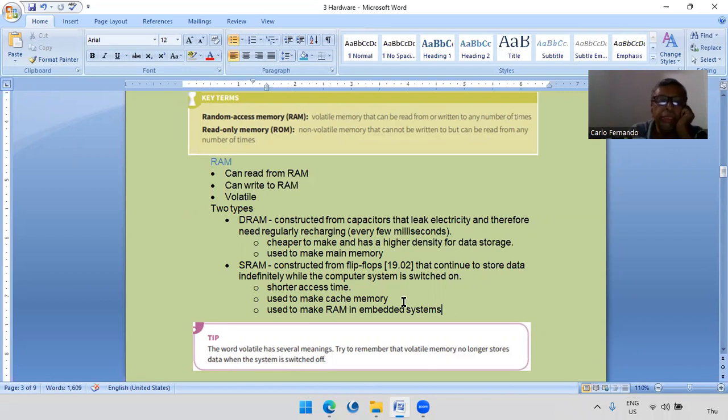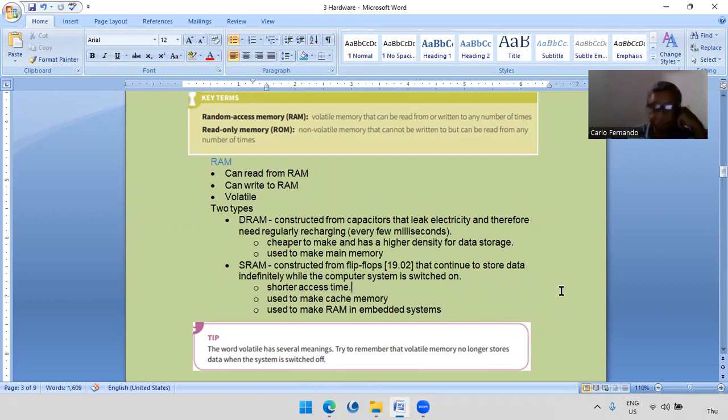Then used to make cache memory. So we learned about cache a little while ago. That is made out of this SRAM. Used to make RAM in embedded systems. Phones, washing machines, microwave ovens, many devices. Then the RAM in that is embedded into a chip, microprocessor and all these things. So for that you use SRAM, static RAM.